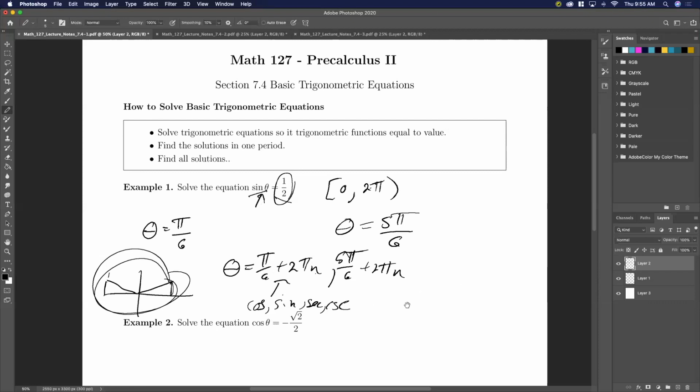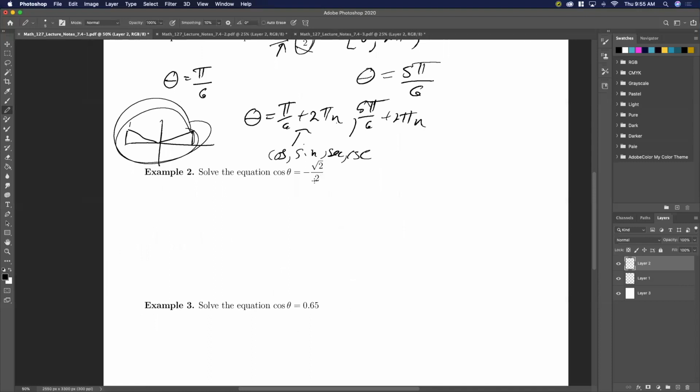Let's do the same thing one more time with negative square root 2 over 2. So let's go ahead and look at our unit circle. It's always nice to have our unit circle. So here, square root 2 over 2 is at pi over 4. Negative square root 2 over 2 is at 3 pi over 4. Right? So here, as far as my first cosine being negative, I'm going to write that down. So it's 3 pi over 4.